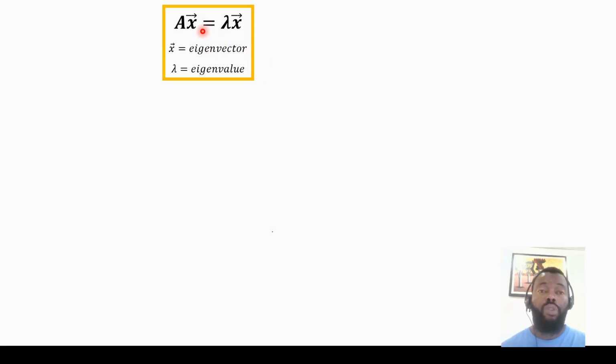Eigenvectors are vectors that have a special relationship with a matrix A, such that when multiplying A times a vector, we get back the same vector times a scalar. So the scalar is our eigenvalue. We have one example here. We have here the matrix A.